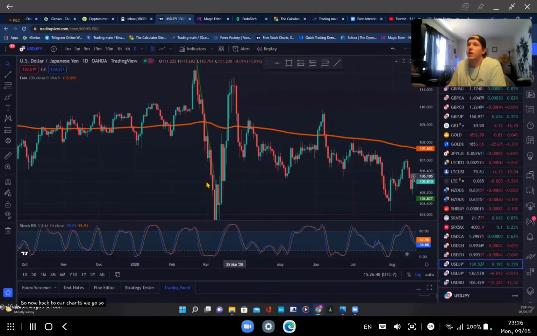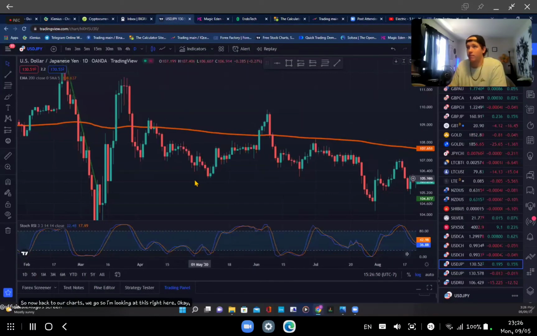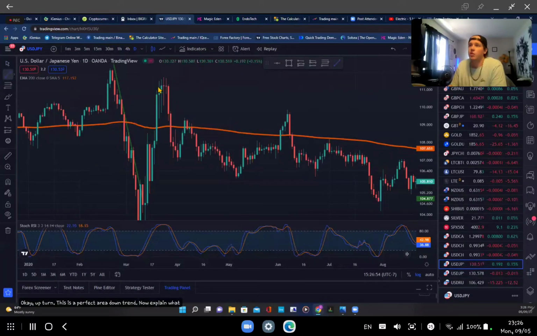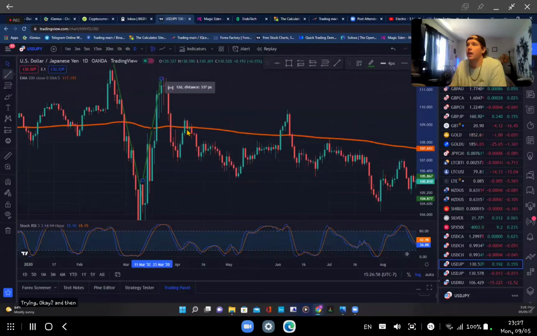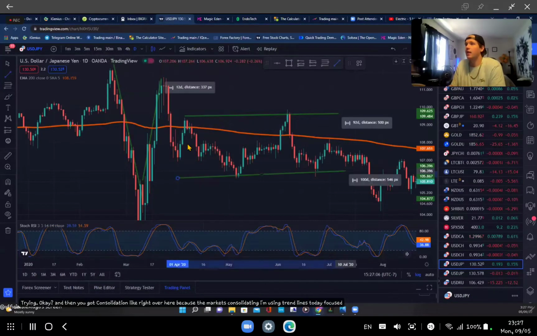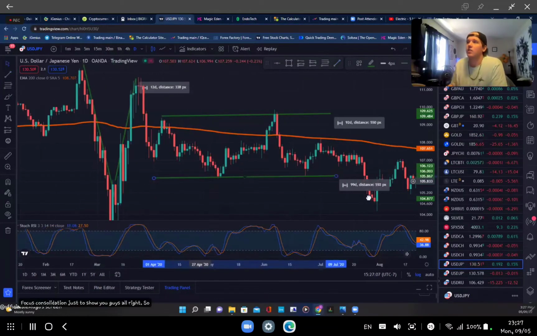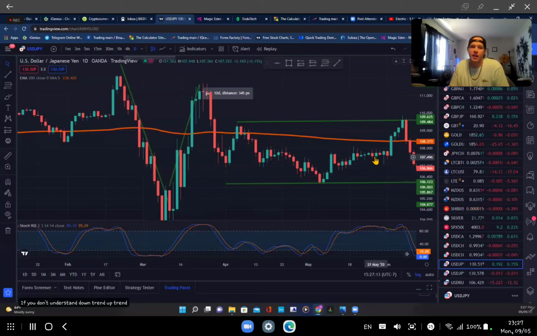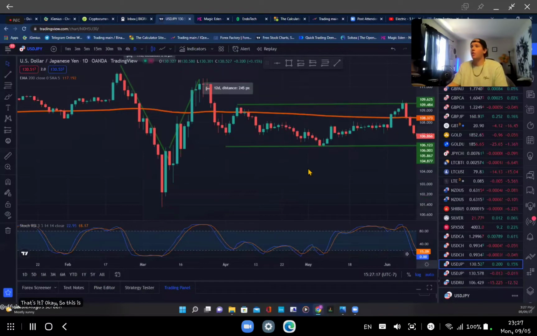All right, so now back to our charts we go. So I'm looking at this right here. Okay, uptrend. This is a perfect area. Downtrend. And I'll explain whether you can trade them all. Uptrend. And then you've got consolidation right over here, because the market's consolidating. I'm using trend lines today for consolidation just to show you guys. So write this down if you don't understand: downtrend, uptrend, consolidation. 3 types of ways a market moves right there. That's it. So this is how I will mark up my chart.